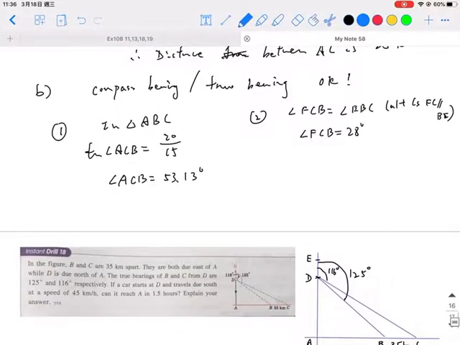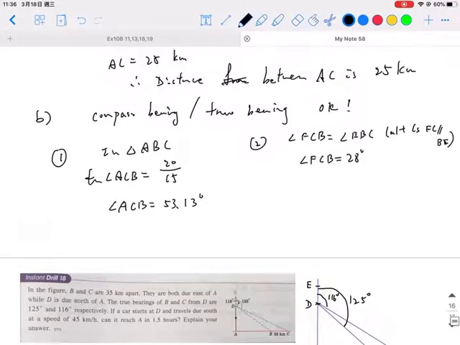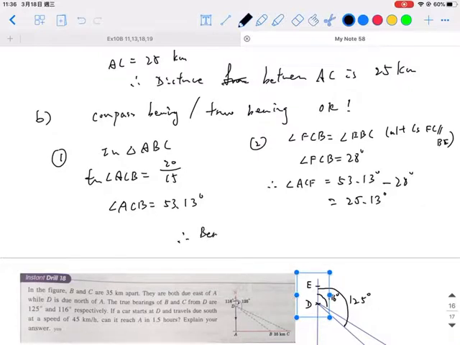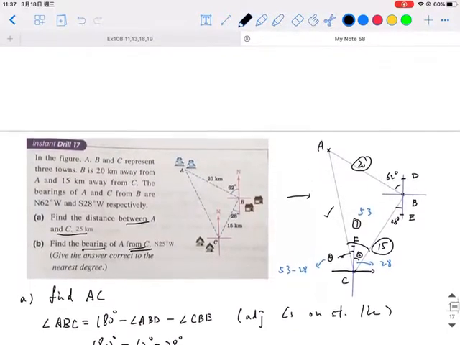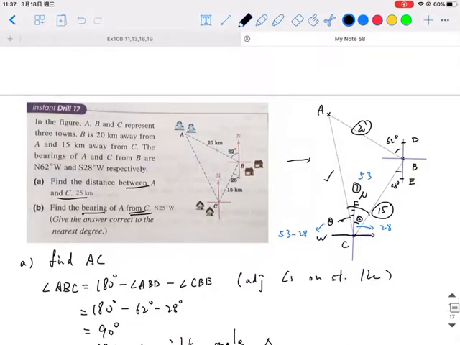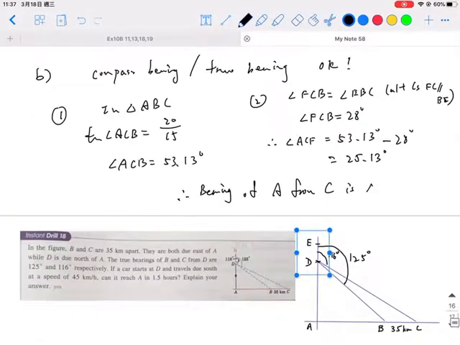So for the presentation it is like this: angle ACF is equal to 53.13 degrees minus 28 degrees. Therefore it's this one. And don't forget to write down the format of the compass bearing. So the bearing of A from C is, because A is to the north and west of C, write down north, west, and the angle needs to be corrected to an integer, so it's 25 degrees.